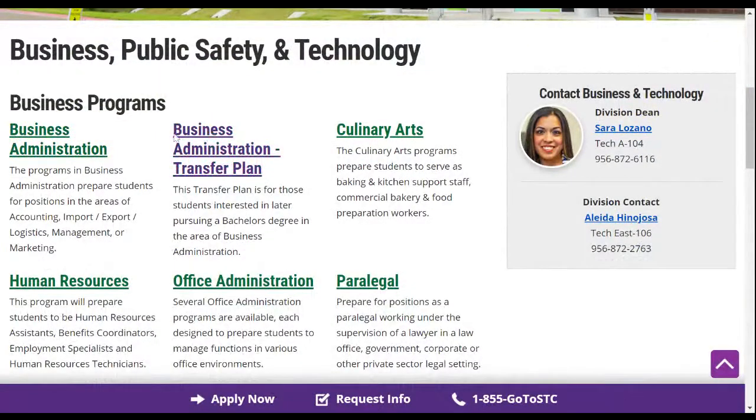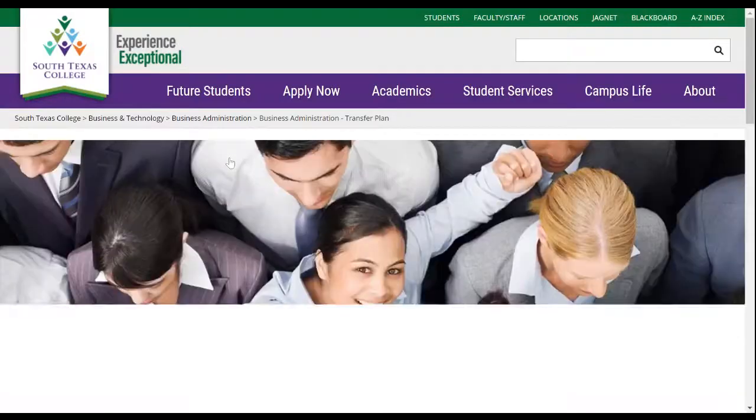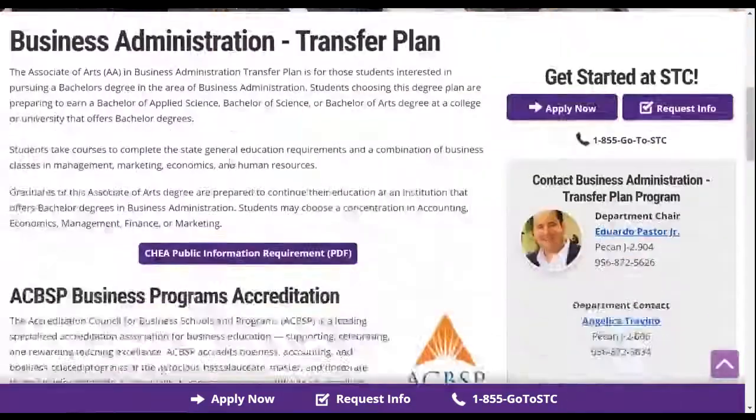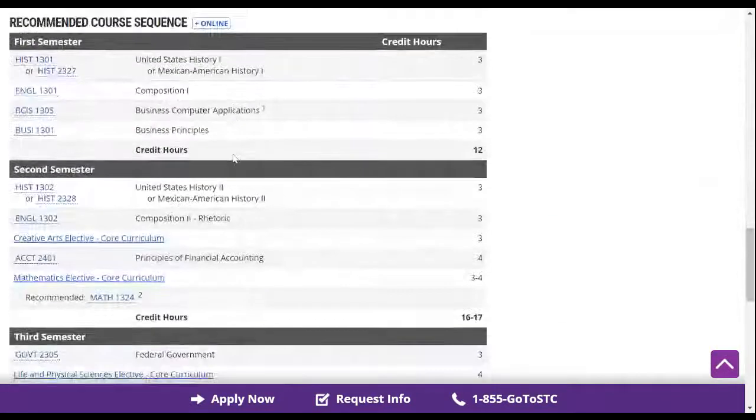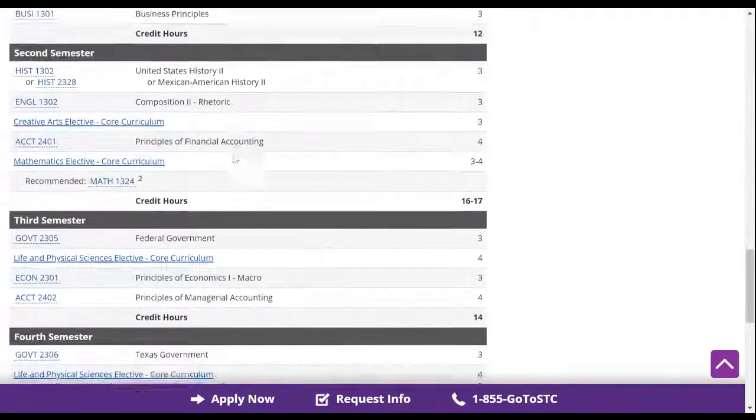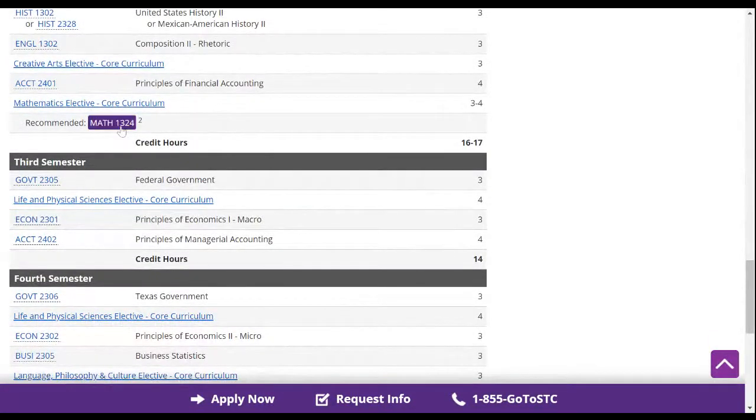So just to let you know, they do have two plans. One of them is a transfer plan, and one of them is the plan here. This class, it does, okay, transfer. So Serena, I'll get to your question in a second. So we're gonna click here and I'm gonna keep scrolling, transfer plan, here we go. And right here, it tells you that they recommend that you take Math 1324.